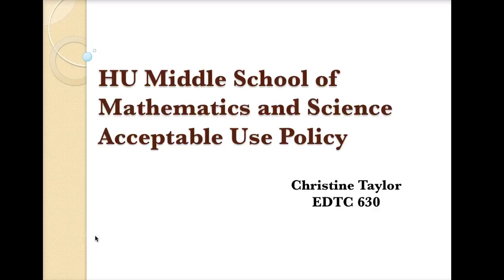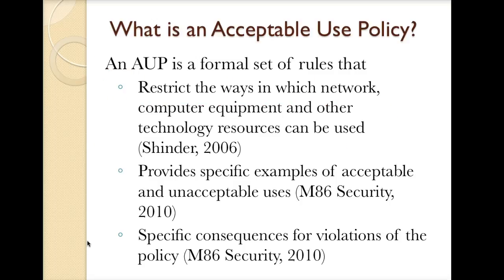Howard University Middle School of Mathematics and Science Acceptable Use Policy. An acceptable use policy is a formal set of rules that restricts the ways in which a network, computer equipment, or technology resources can be used. It also provides specific examples of acceptable and unacceptable uses, as well as consequences for said violations.